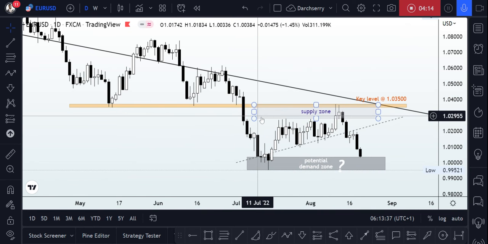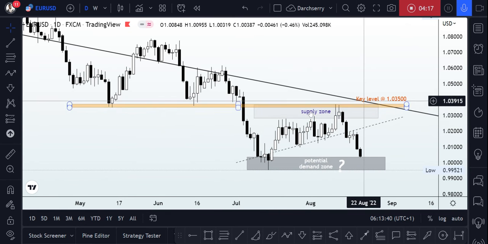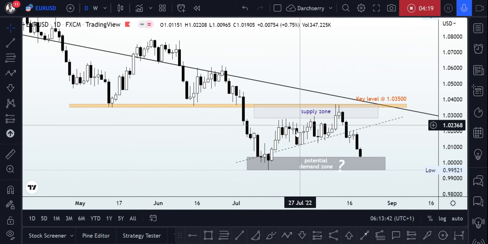Then also we can see that right below the key level at the 1.03500, we have a supply niche.